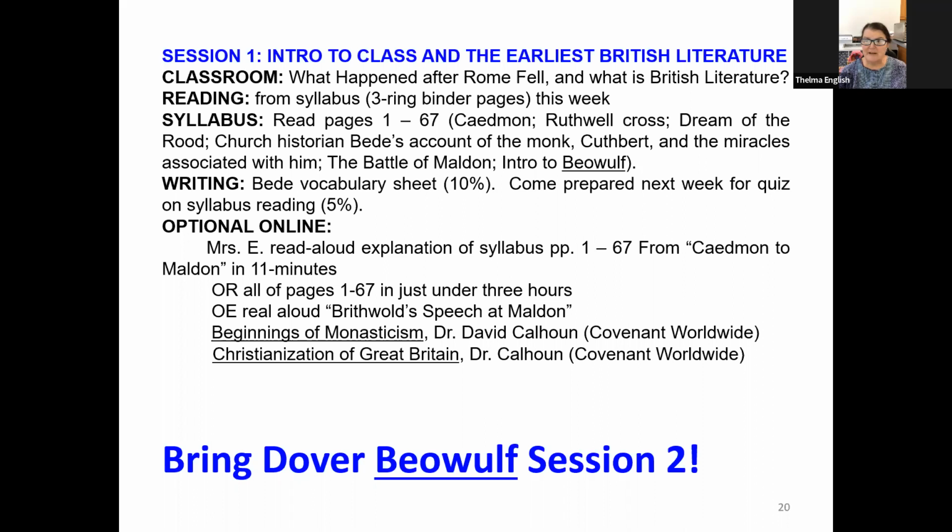Your Bede vocabulary sheet, you should have that copied already. If you don't have a copy of that, you can print it from session 1. Come prepared next week for a quiz on the syllabus reading. Now there's a lot of syllabus reading and it's unusual syllabus reading. So the value of that quiz is only 5% of your first quarter grades, but it's very important reading.